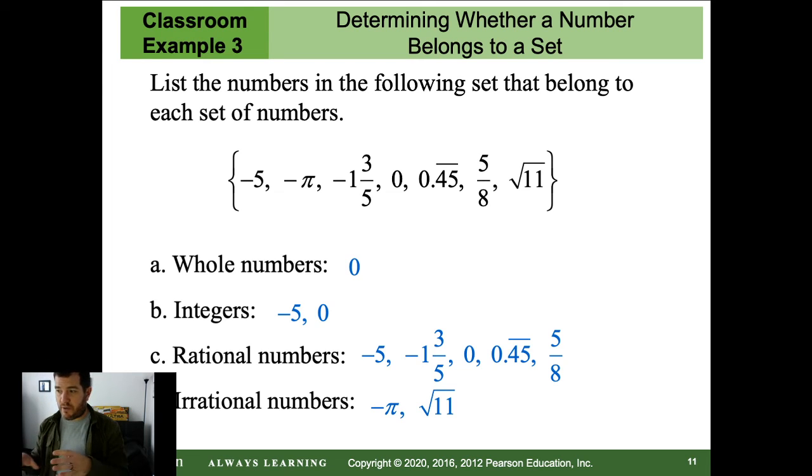Rational numbers are going to be all those because -1 and 3/5 is -1.6, terminates, it's rational. 0.45 repeating, it repeats, rational. 5/8 is going to be 0.625, terminates, rational. The only one that's irrational is going to be the -pi, which is just -3.14159, whatever. And then the square root of 11, which I have no clue what it is, but it's going to be irrational because 11's prime. Okay, so hopefully that makes sense. Hopefully you're getting an idea of what's going on here.